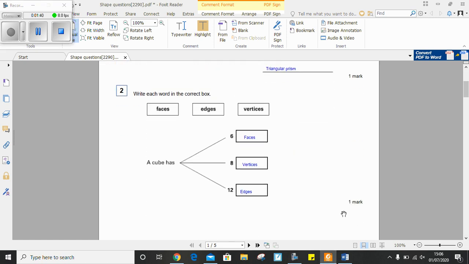Write each word in the correct box. So a cube has, this is where you have to picture that cube in front of you and count it. So a cube has 1, 2, 3, 4, 5, 6 faces. A cube has 8 vertices, remembering that a vertex is the corner part of this 3D shape, and 12 edges. So remember, that's where 2 faces meet together.